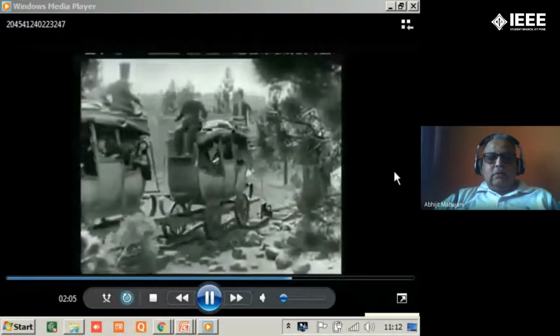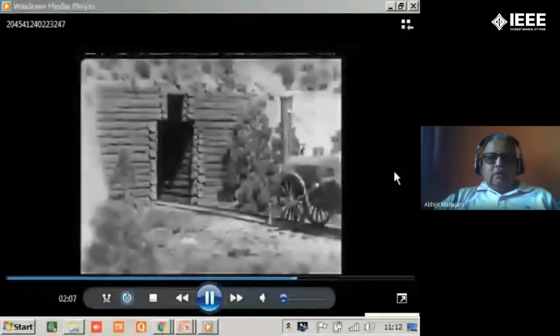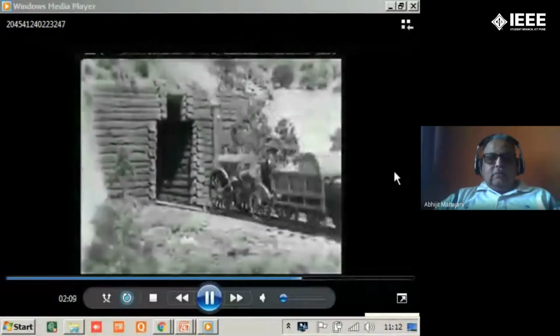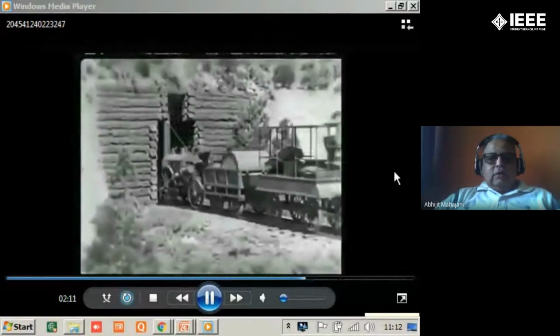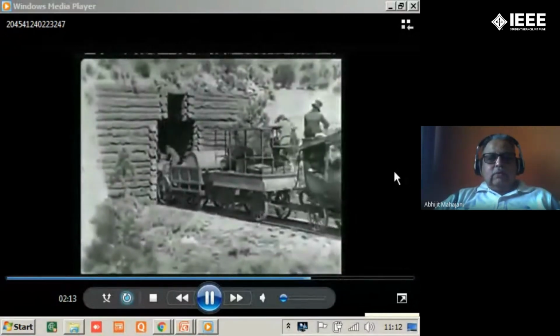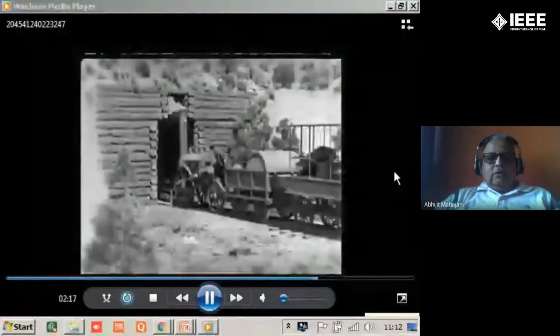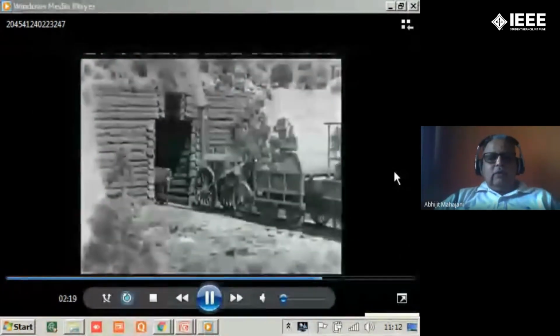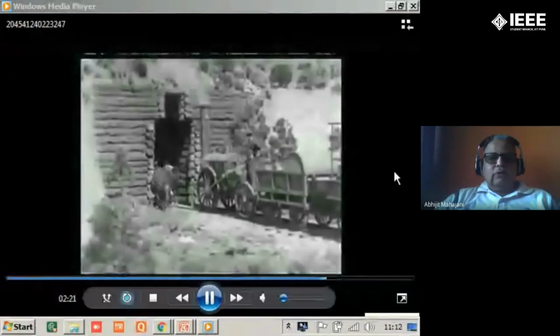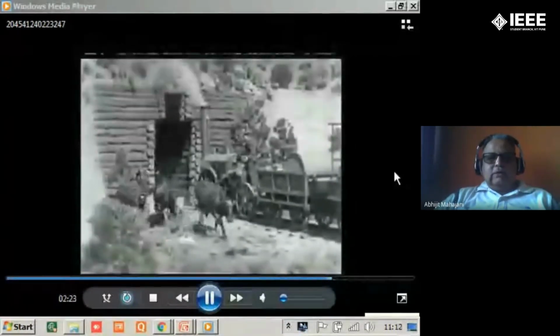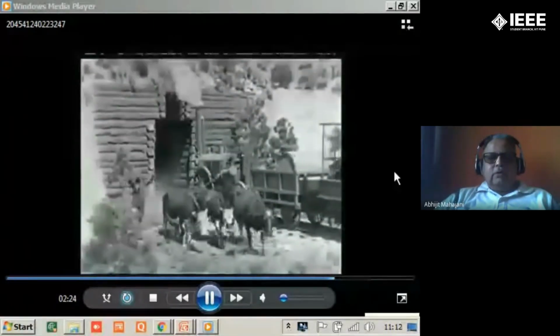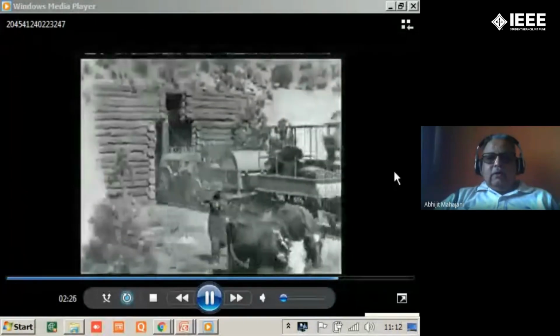It's nowhere near today's railways. Here is a bridge, and wow, see what has happened. You can see a similar bridge in Ooty on the Metropolis Uttarakhand railway line. I've gone through this bridge in Ooty, and such similar things happen even today in India.